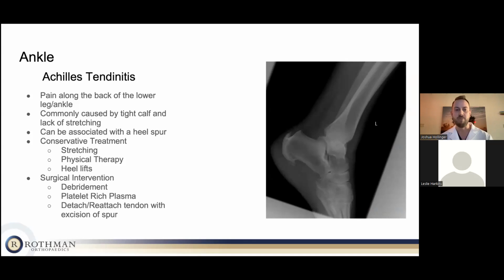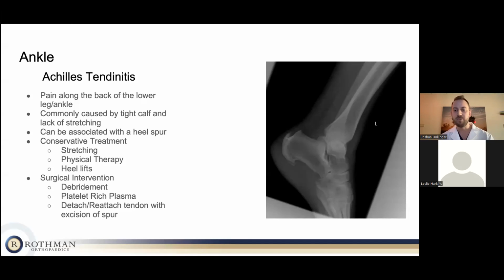And oftentimes the key to getting them better conservatively is quite a bit of stretching and physical therapy to increase the range of motion in the ankle, especially pulling the toes towards the nose. Heel lifts can be helpful as well. They're more used in the early stages when we're just trying to reduce the pain and inflammation. I tell people all the time that heel lifts can be a crutch that we don't want to depend on forever and ever, but they can be helpful.